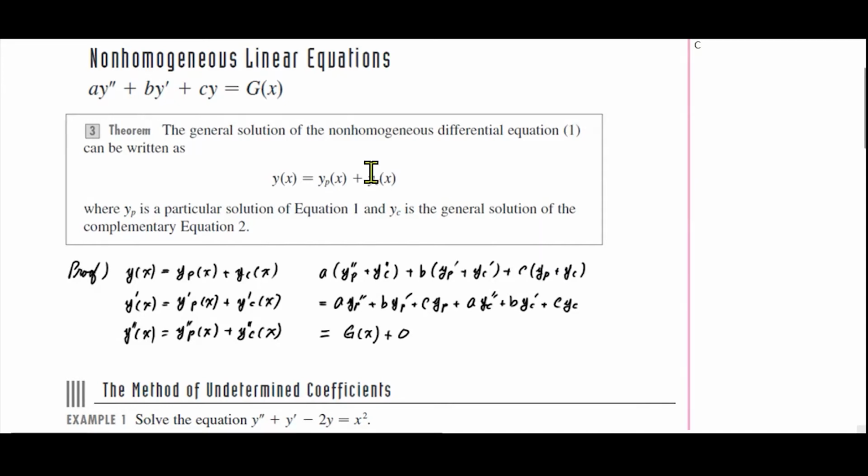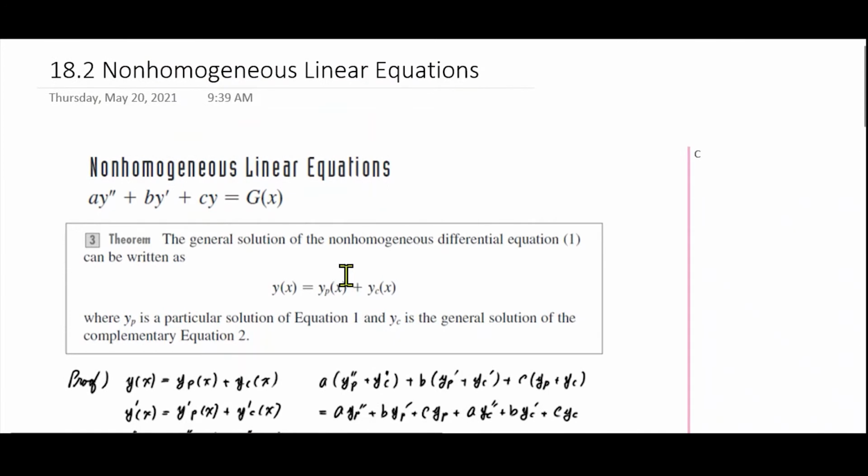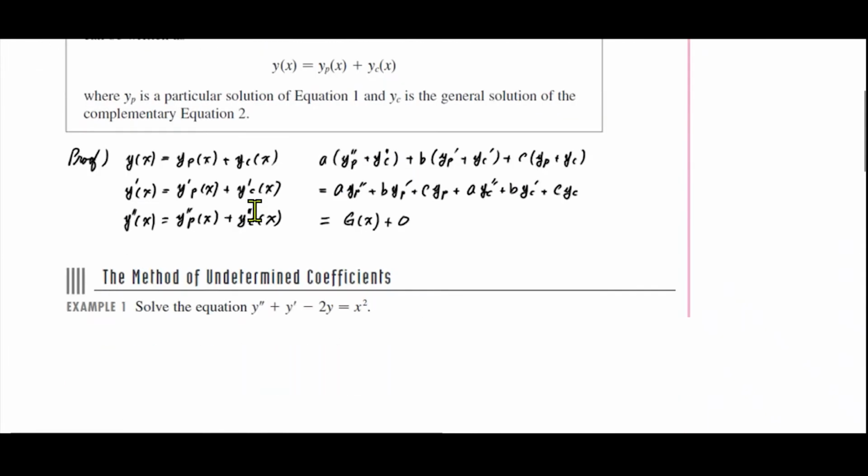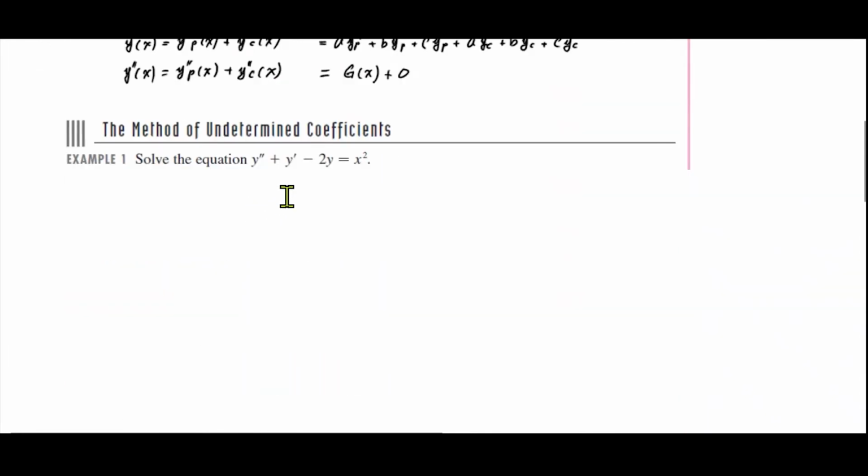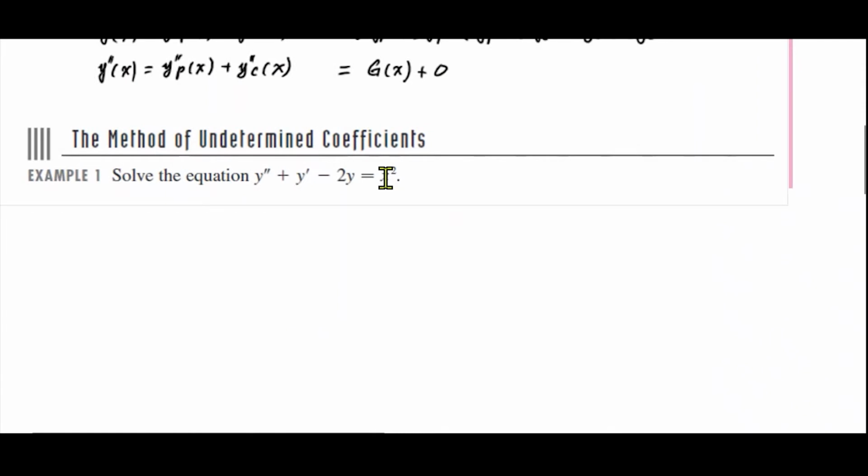Alrighty, non-homogeneous linear equations, okay? Last time it was homogeneous, meaning this side was 0, right? So if you take this as an example, there was no x squared here, it was 0, right? Now we have some function of x.